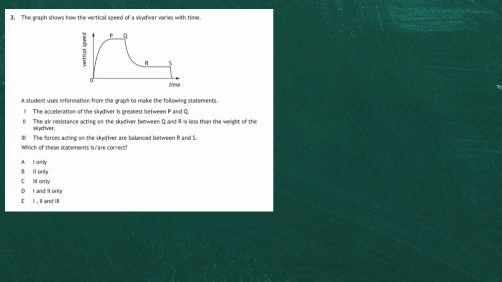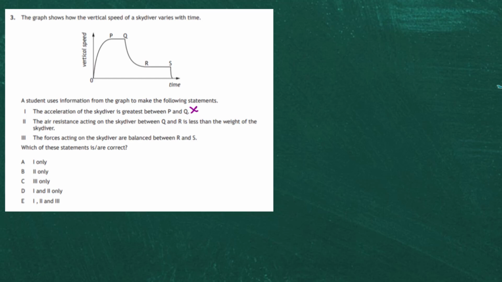So we're asked which of the statements below is or are correct, and we're given our usual 5 combinations of statements. So let's look at statement number 1. The acceleration of the skydiver is greatest between P and Q. But if you look very closely at the section of the graph P and Q, you can see that the vertical speed is not changing. Therefore, the acceleration has got to be equal to 0 at that particular point. And therefore, it can't have the greatest acceleration between P and Q. So statement 1 we can rule out as wrong.